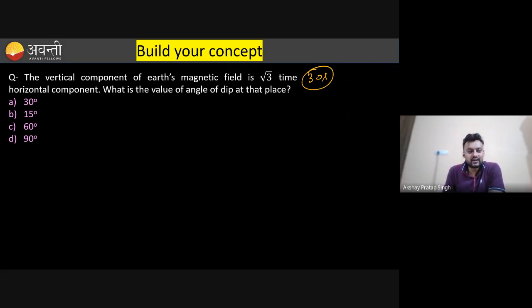Your answer is not correct actually. Option B is not correct. You can just check your answer.